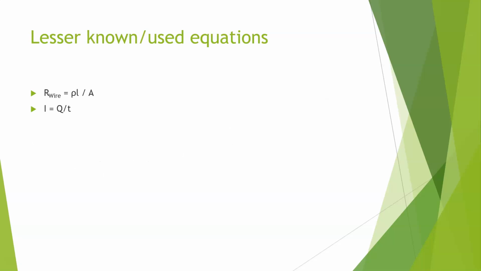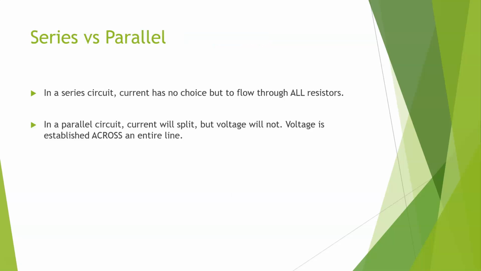Two of the lesser used and known equations, but I do want to point them out, are the resistance of a wire. It equals rho L over A. Rho is the resistivity of the wire given in ohm meters. L is the length of the wire, and A is the cross-sectional area of the wire. The other one is I equals Q over T. I is the current, Q is the charge, and T is time. Those are just two equations I want to point out in case they sneak their way into the exam.